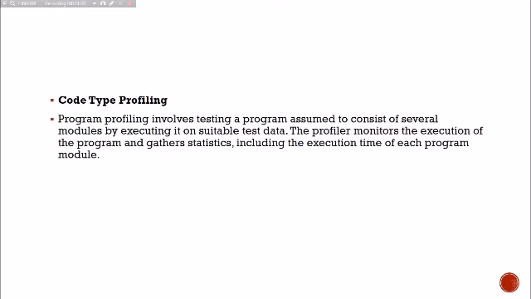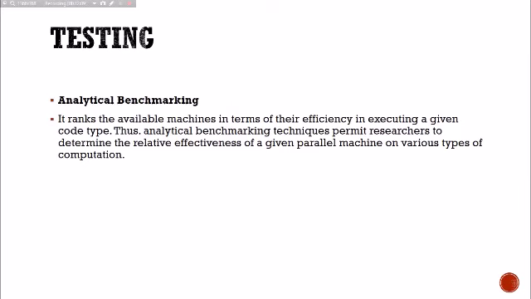The profiler monitors the execution of the program, and it gathers statistics including the execution time of each program module. This information is then used to modify the modules to improve the overall execution time. So in HC, the profiling is done not only to estimate the code's execution time on a particular machine, but it will also analyze the code type. This is achieved by code type profiling.